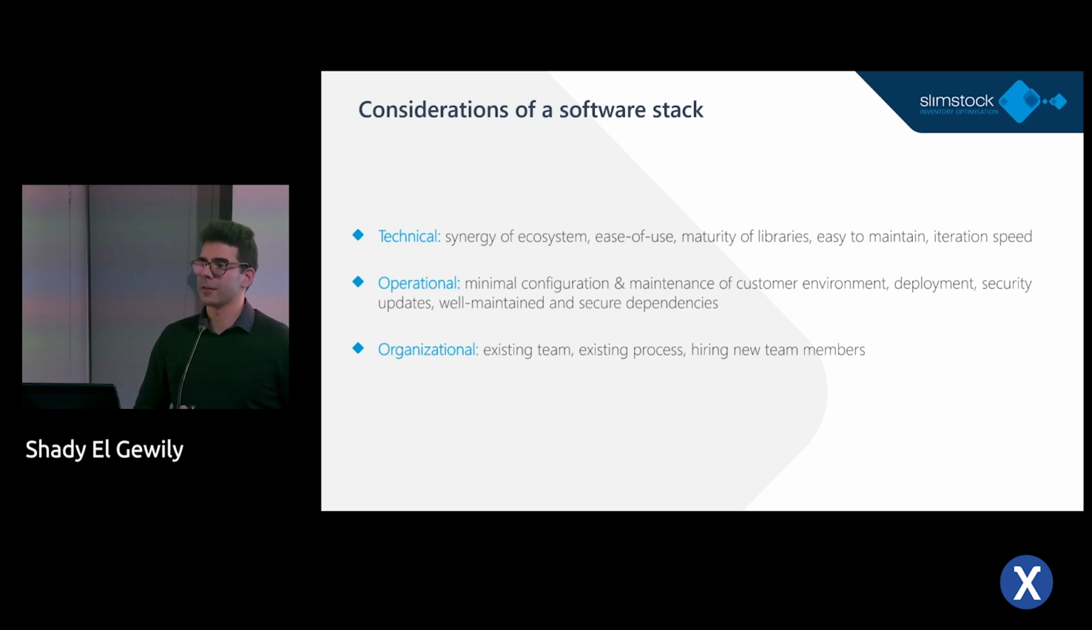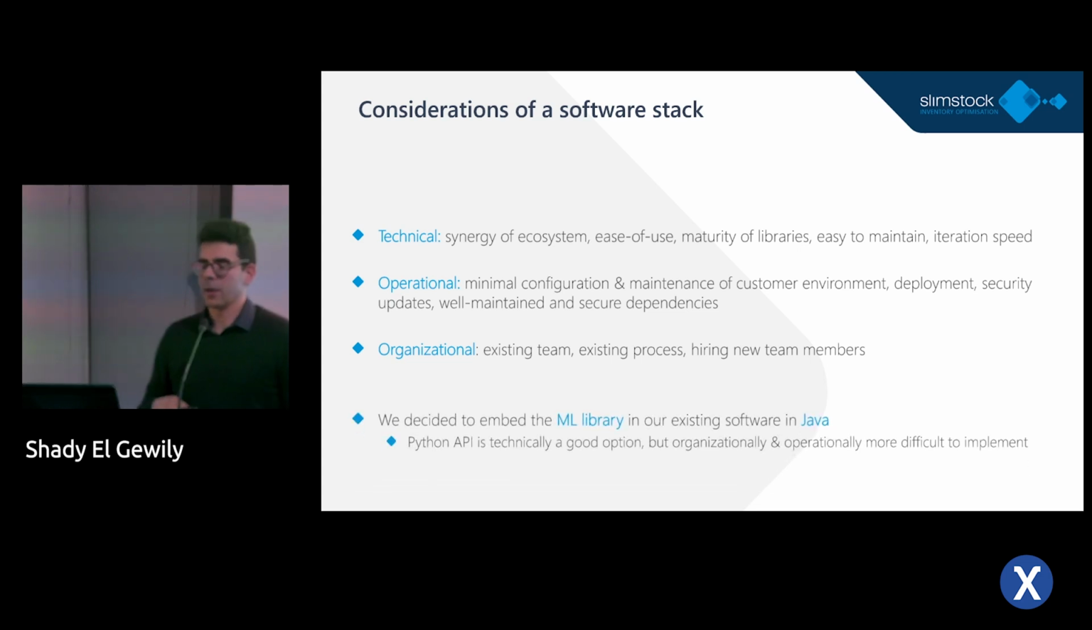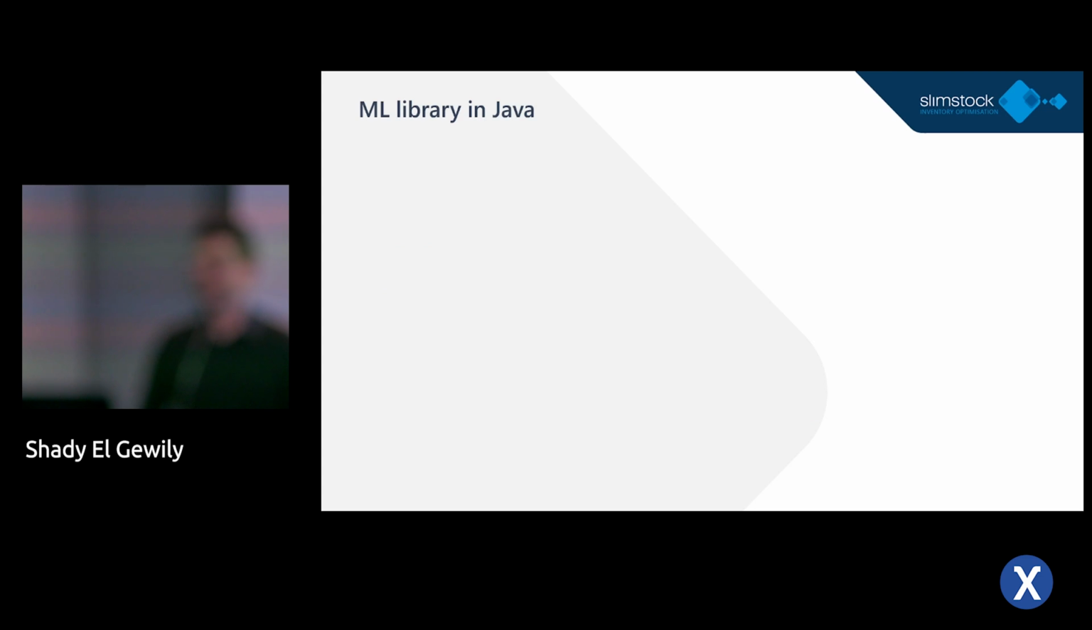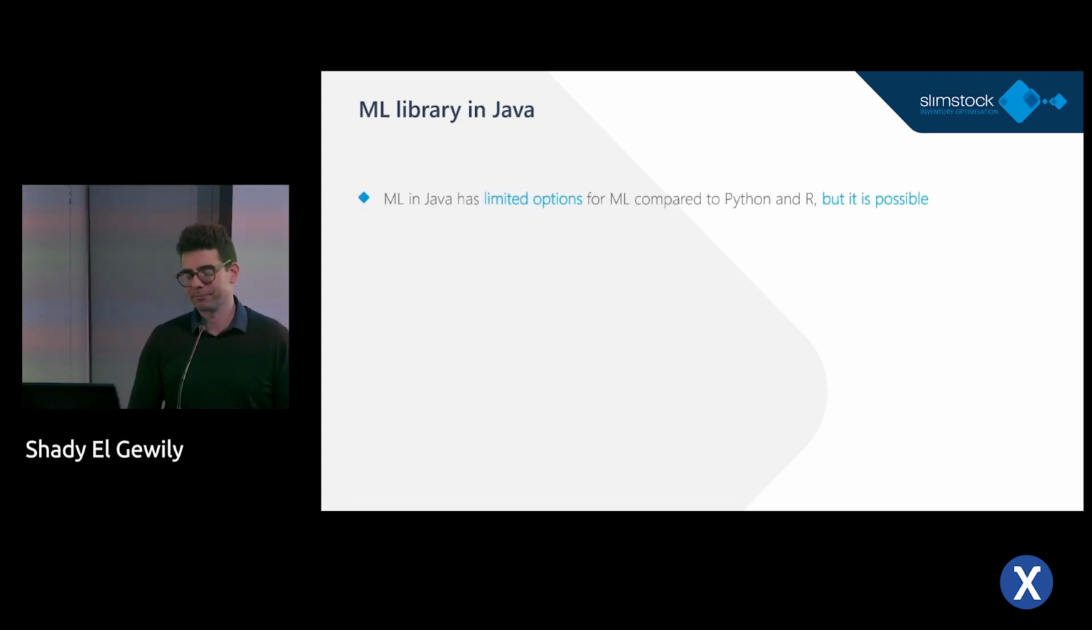A Python API is definitely something we considered. Although it's technically the best option, in my personal opinion, organizationally and operationally it was more difficult to implement. So we actually did it in a completely different way. For better or worse, we did it in Java, and the rest of the talk is basically going to be about that. Because machine learning in Java is possible, but there are limited options of doing it.